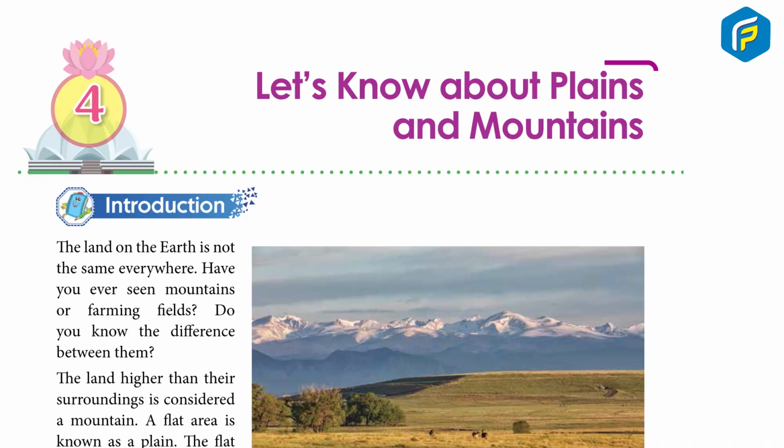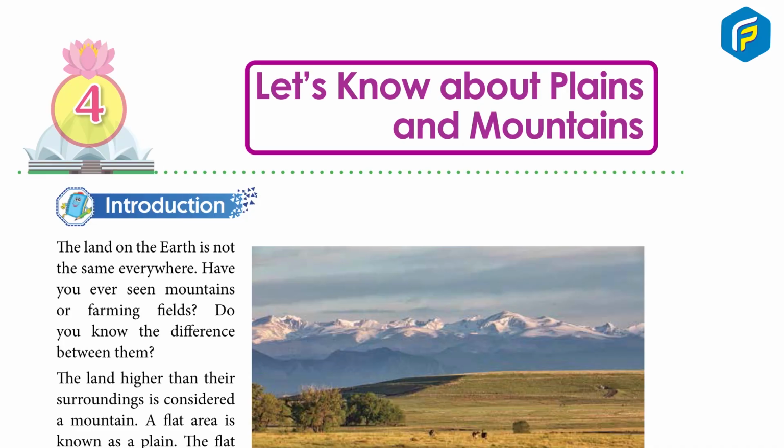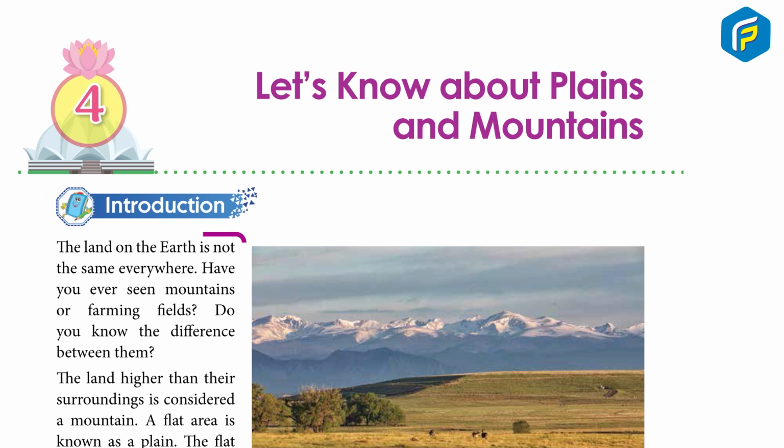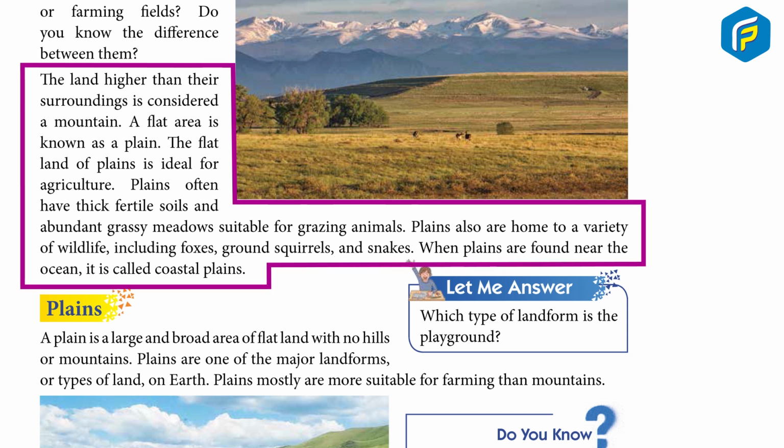Chapter 4. Let's know about plains and mountains. Introduction. The land on the earth is not the same everywhere. Have you ever seen mountains or farming fields? Do you know the difference between them? The land higher than their surroundings is considered a mountain. A flat area is known as a plain.